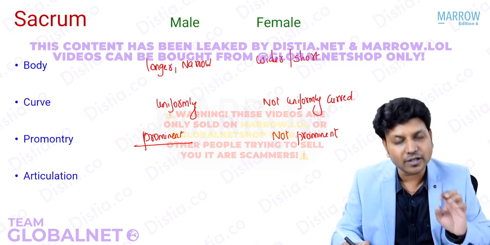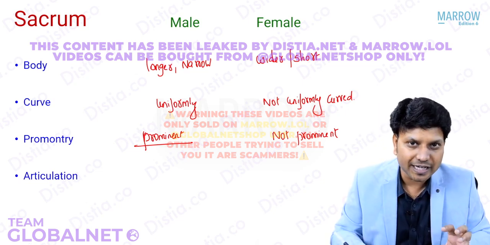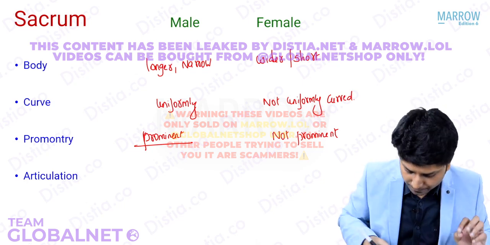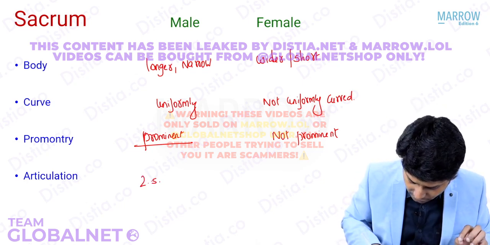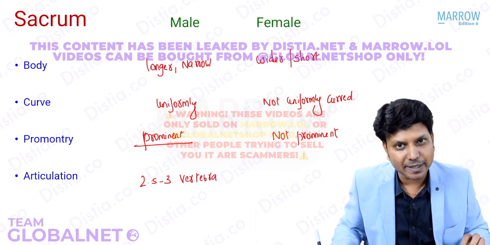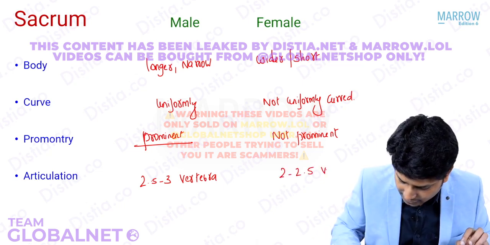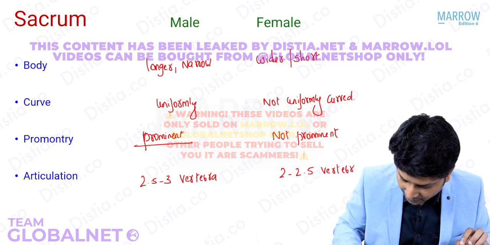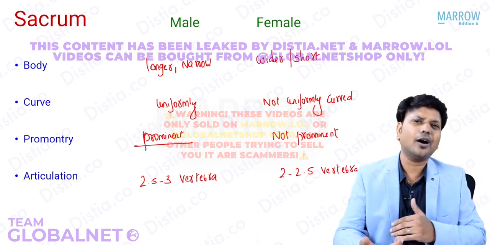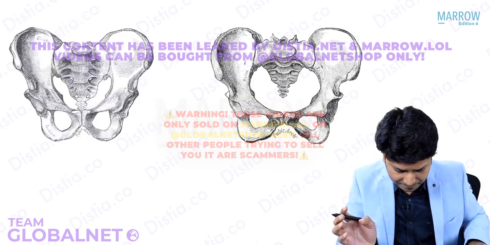Fine. Now, articulation. The articulation of the male sacrum can go up to 2.5 to 3 vertebrae, whereas in case of females, the articulation will be 2 to 2.5 vertebrae. It is a little longer in case of males, a little shorter in case of females. That's all you need to remember.